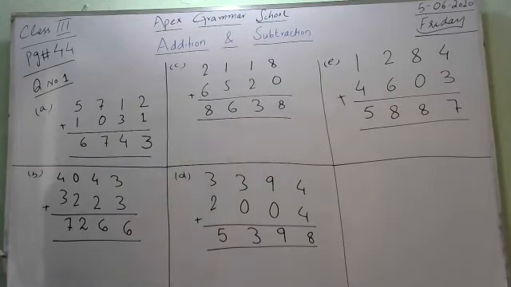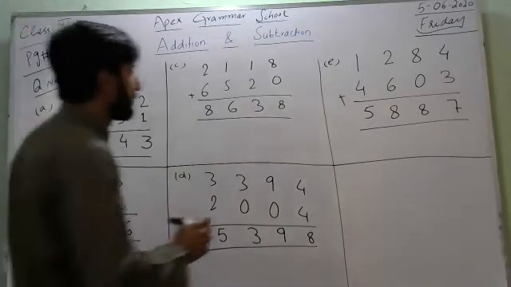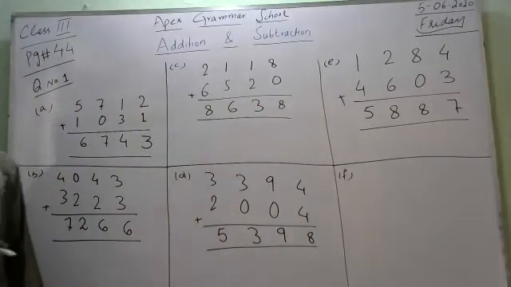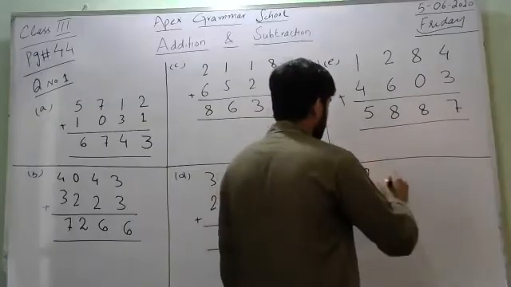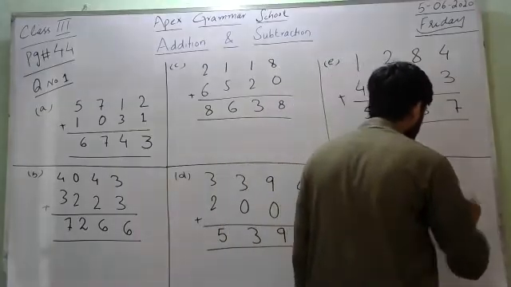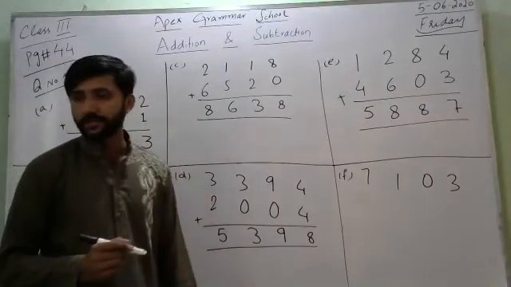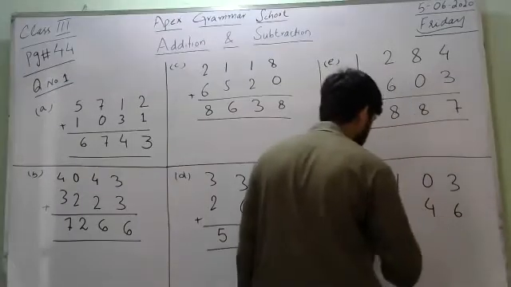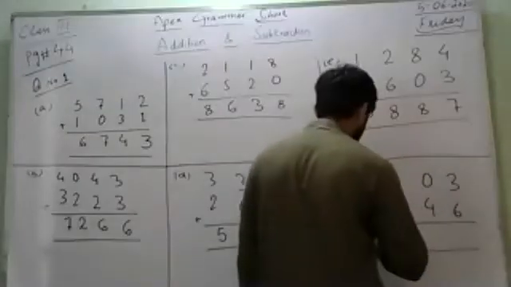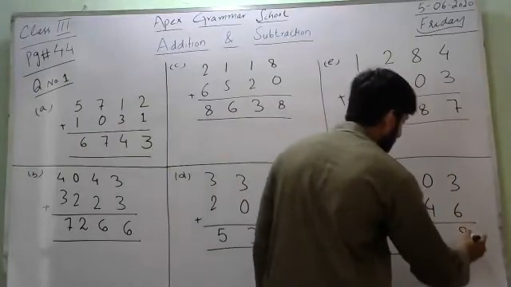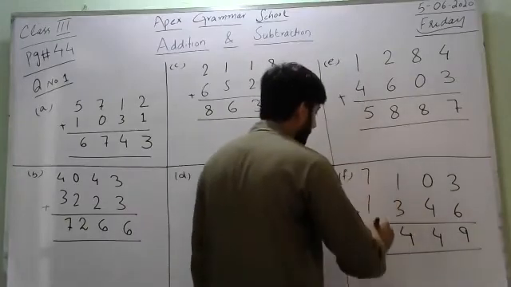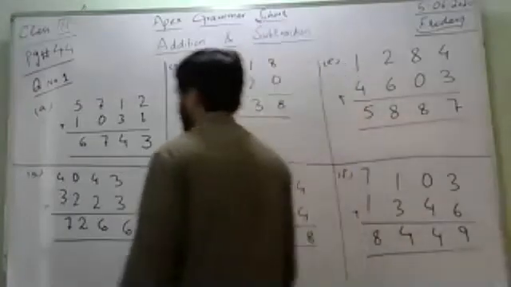Last part of the question number 1, page 44, is F part, which is 7, 1, 0, 3. Next number is 1, 3, 4, 6. 6 plus 3, this is 9. 0 plus 4, 4. 1 plus 3, 4. And 7 plus 1, this is 8.